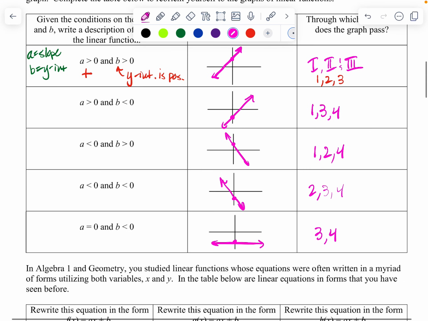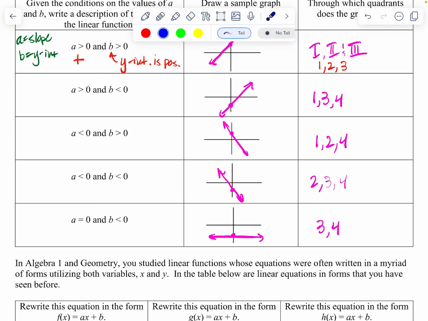All right, these are the answers that you should have gotten on this last one. So let's just run through them really quickly. This one has, the line has to have a positive slope, but have a y-intercept that's negative. So negative y-intercept, positive slope.